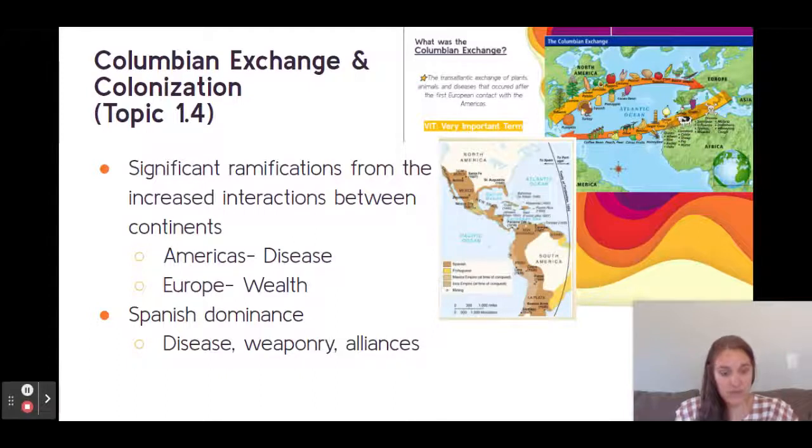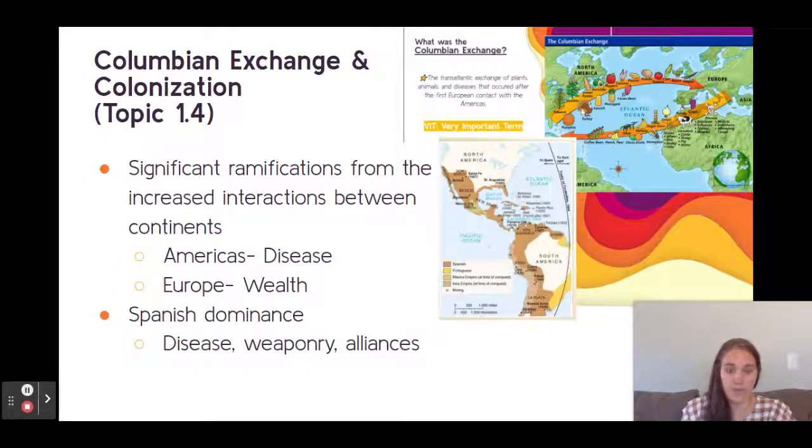And then Europe is going to see significant wealth as a result of new access to the precious metals found in the Americas, especially the Spanish, and also they're going to see a lot of food crops that are going to thrive in the European environment, which will then allow their populations to grow, and so on and so forth. And then colonization at this time, in period 1, the 2 big colonizers are Spain and Portugal, but Spain is going to really be dominant in the region.